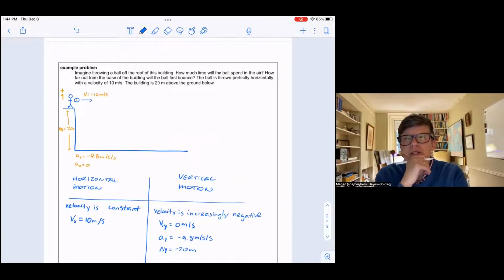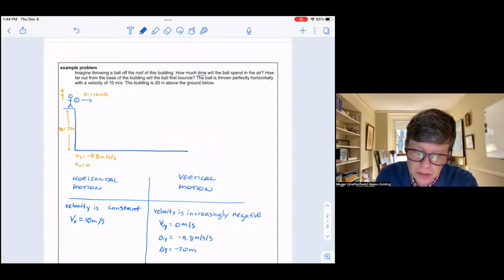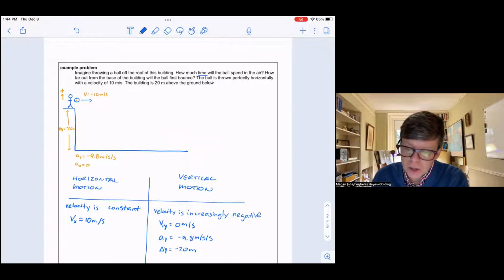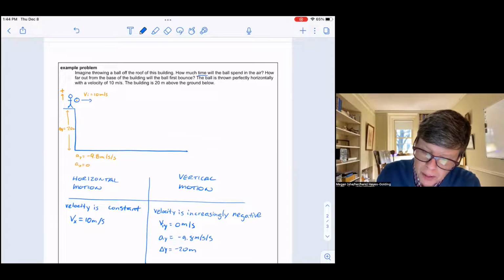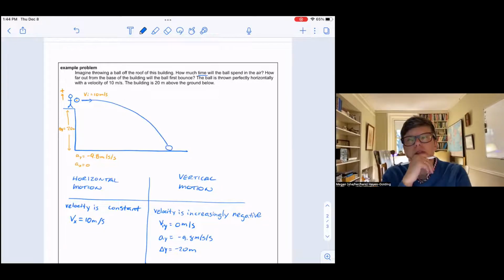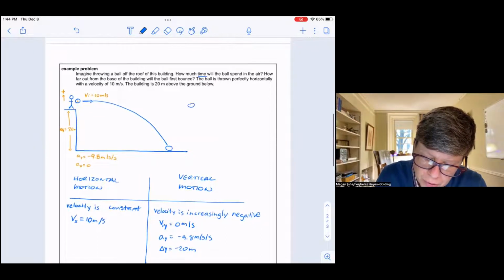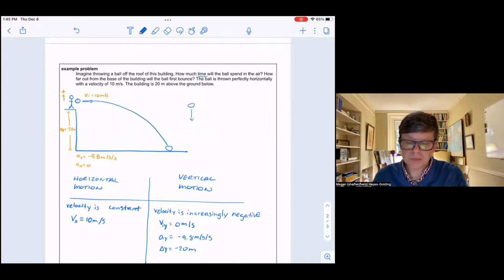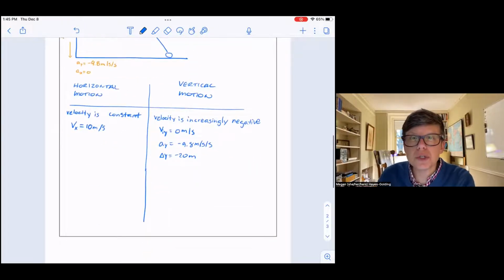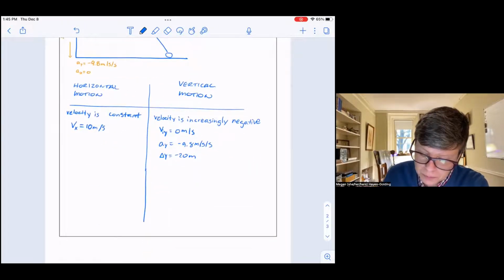You'll note that when we go back to the original problem, it says how much time will the ball spend in the air? So let's tackle that first. So this ball is going to travel through a parabola-shaped motion and eventually hit the ground. It will actually spend the same amount of time in the air as if it were just simply dropped from that height. So a ball dropped from 20 meters high will spend how long in the air? That's an exclusively vertical motion problem.